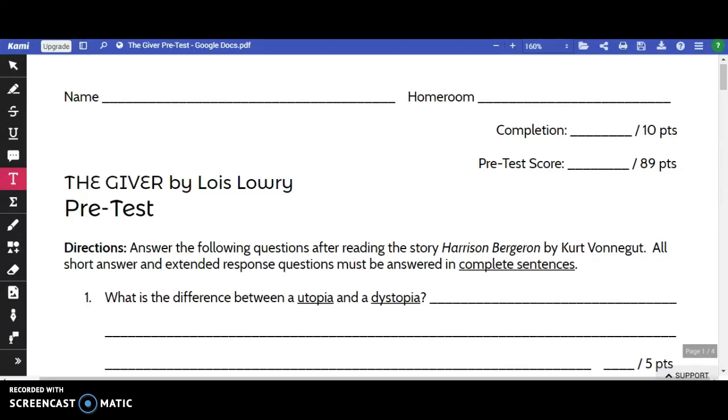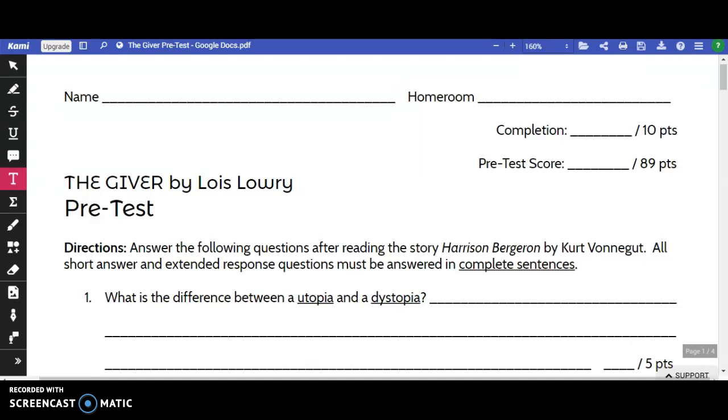This video will go over the pretest for our unit on The Giver by Lois Lowry. This pretest will use a story called Harrison Bergeron by Kurt Vonnegut, but it will pretest you on skills that we will learn during the unit for The Giver. Completing this pretest fully is worth a total of 10 points.